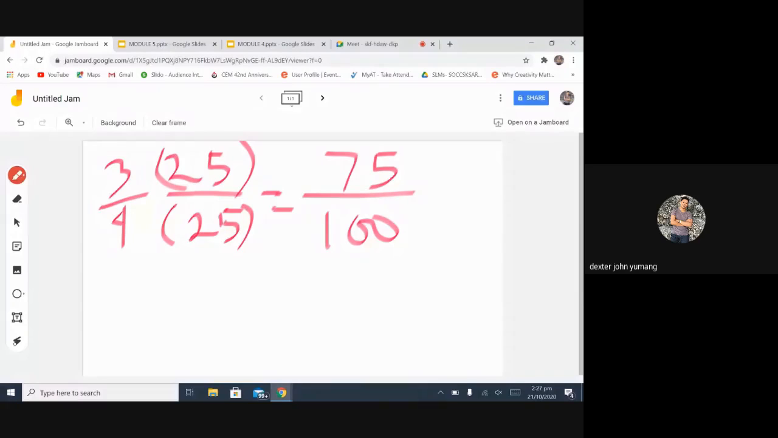Now, ilang zero meron sa 100? Dalawa. So, galing dito sa 75, meron yan siyang invisible point sa dulo. Ilang zero meron? Dalawa. So, i-move natin siya ng dalawa. 1, 2. So, ngayon, dito na ang point. So, the answer now is 0.75.